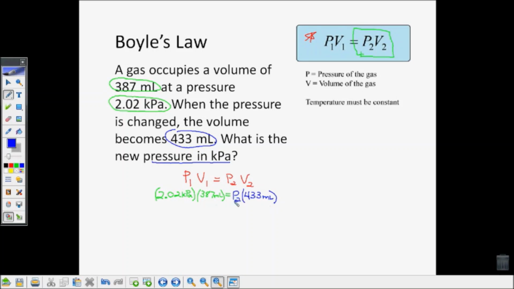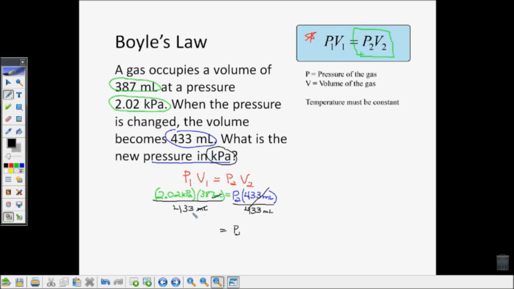We need to get P by itself. It's just like solving for X, getting X by itself. If X is undergoing the operation of multiplication, then I'm going to do the opposite of multiplication to get X by itself, which would be division. So I'm going to divide both sides by 433 milliliters, and some cool stuff happens with our algebra there. As you know, this cancels out, but also as you plug this into your calculator, notice how milliliters cancels out and you'll be left with kilopascals, which is the unit of pressure that we were asked to solve for. What is the new pressure in kilopascals?